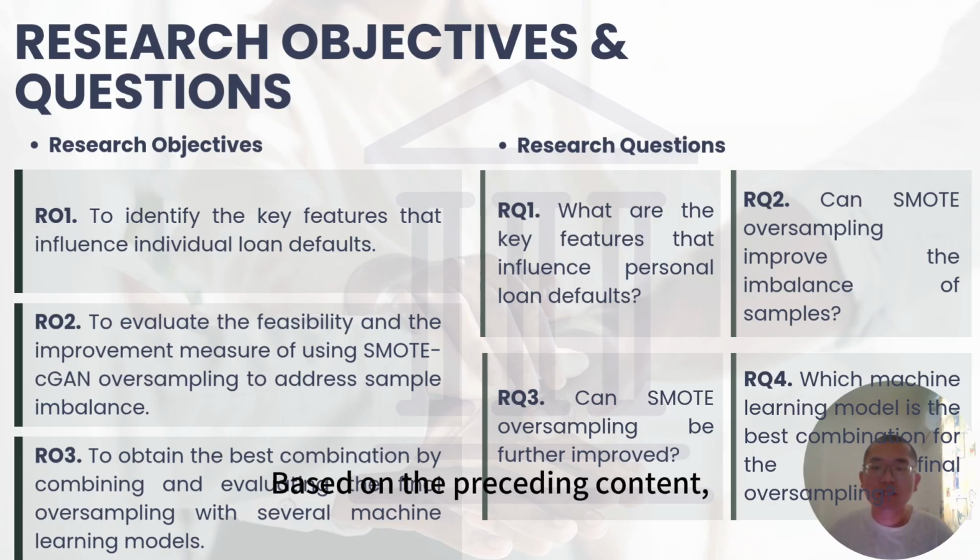Based on the preceding content, this study has three objectives. First, to identify key features. Second, to assess the effectiveness of the proposed balancing method, SMOTE-SIGAN. And third, to determine the optimal combination of oversampling and ensemble model. There are four questions corresponding to the three objectives, with question 2 and question 3 derived from objective 2.